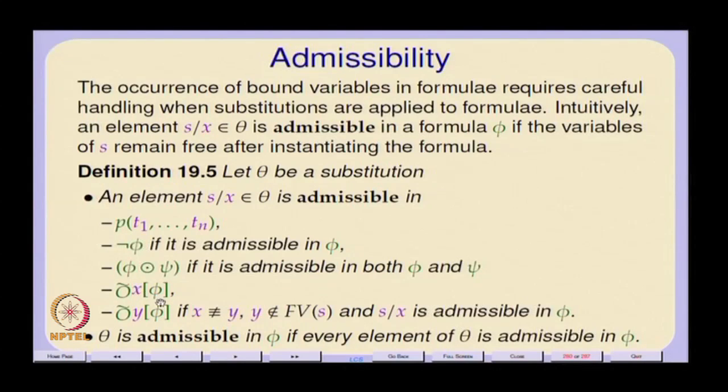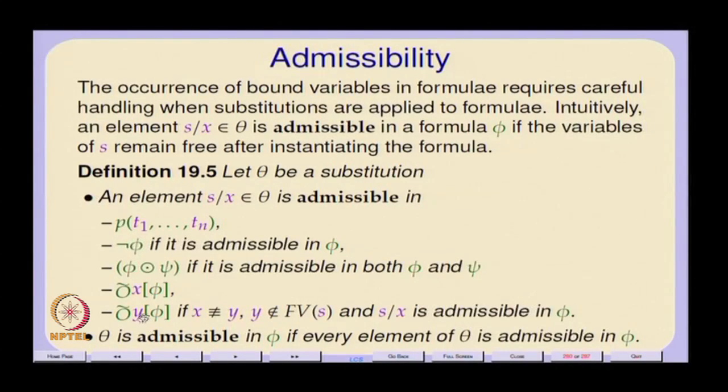In the case of the quantifier, there are now two cases. If you are substituting s for x, and if x is being quantified, then the effect of the substitution is to leave the formula unchanged, because this substitution is only for free variables, and since x is a bound variable, the substitution has no effect. Basically x is not a free variable of this entire formula. So the effect of that substitution is to leave the formula unchanged.